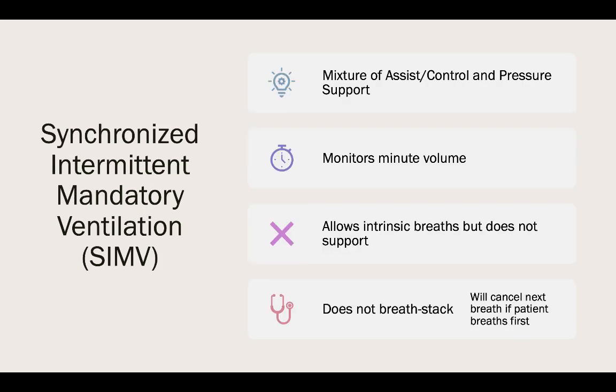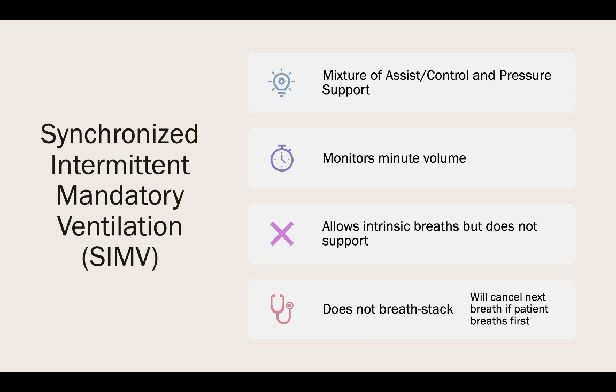Last mode we'll talk about is synchronized intermittent mandatory ventilation, or SIMV. This is my go-to every single time, no matter the status of my patient, because SIMV is a mixture of assist control, which is our simplest one, plus some pressure support. So it's kind of PRVC, it's kind of assist control, all put into one. It will monitor minute volume on its own and give you some alarms if we're going too high or too low. So it's monitoring that on its own. It still allows your patient to take intrinsic breaths, their own breaths. So if you've just got a sedated patient, they're going to take their own breaths.